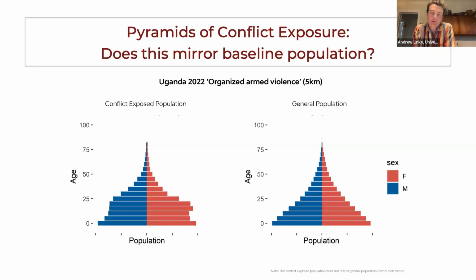And just very quickly before we move on, one intuitive interpretation of this pattern, this unexpected bulge in the population pyramid, is that in this case, in Uganda, we know that violence tended to be predominantly rural and that the demographic profile of rural populations skews toward younger populations and women. Yes, so these civilians are exposed to a greater rate of violence. Okay, next slide, please.